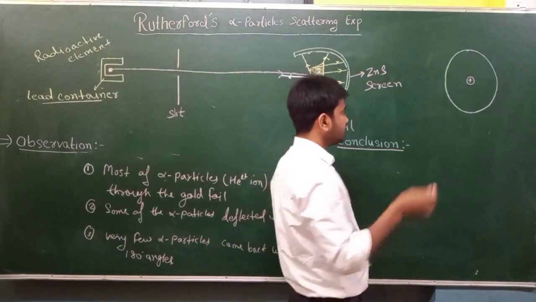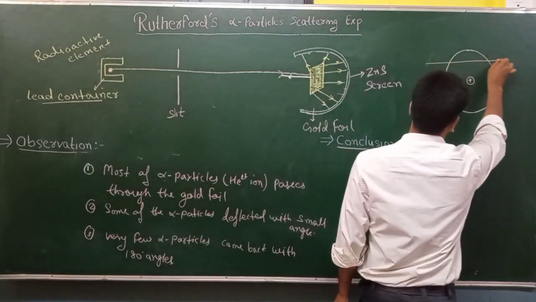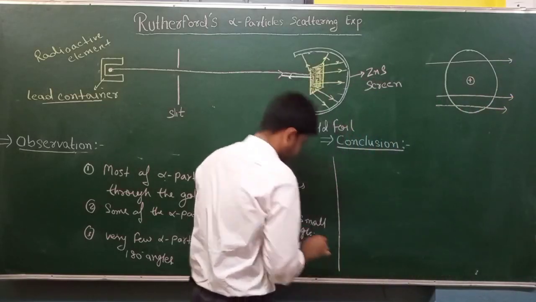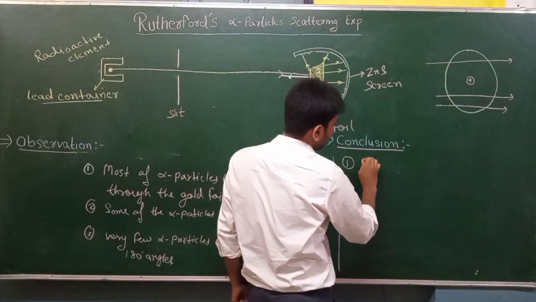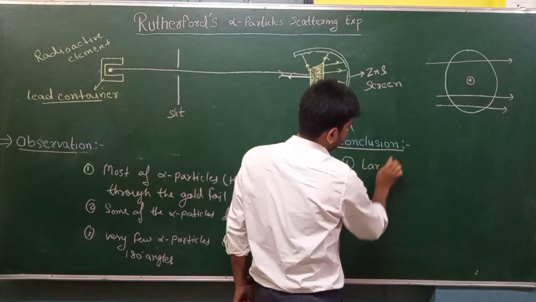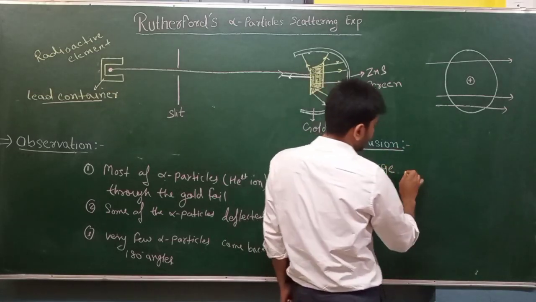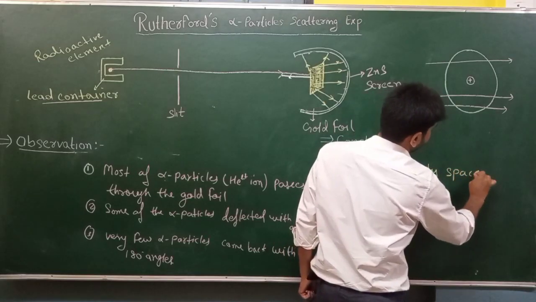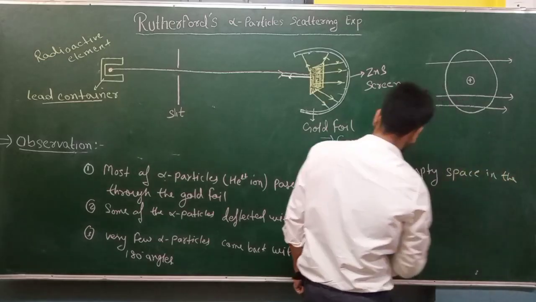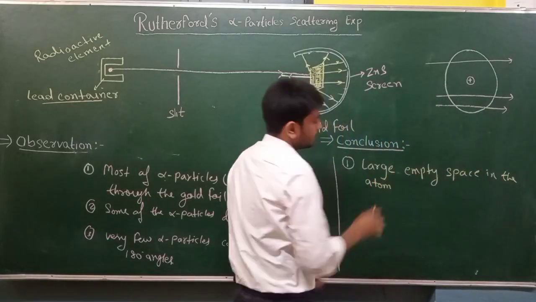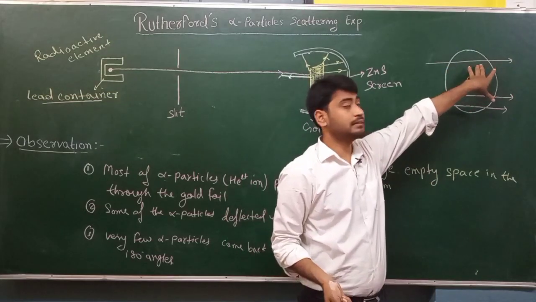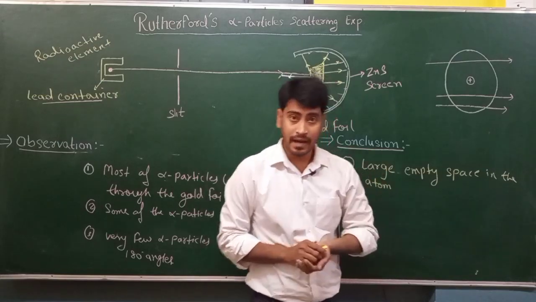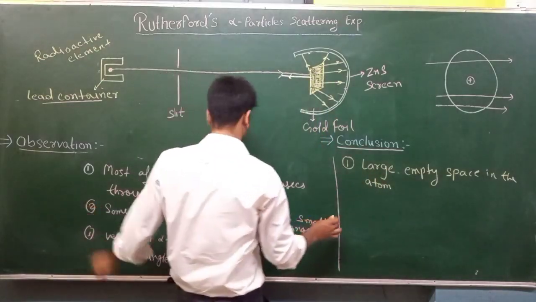What do we mean by the conclusion? The first conclusion is that many of the alpha particles pass through the gold foil. That means there is a large empty space in the atom. Okay, because most of the alpha particles pass through, there is a large empty space in the atom.